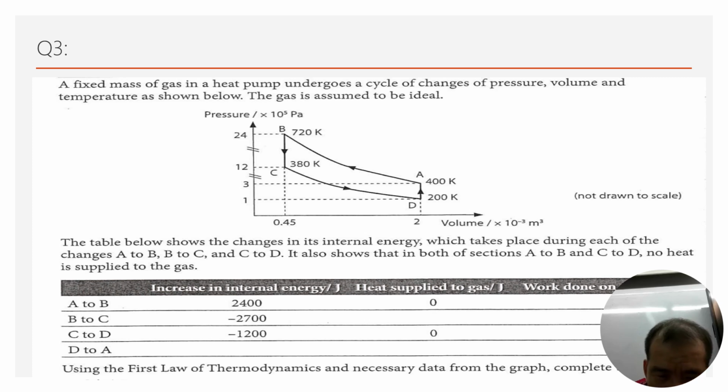So I have got from point A to point B. You can realize that I've got this process starting from point A at 400 Kelvin all the way to point B, 720 Kelvin, point B to C, 380 Kelvin, and C to D, 200 Kelvin, and then back again to A. You realize that all 4 points are at different temperatures. Then you're given this table from A to B, B to C, C to D, and D to A. I've got this table in terms of increase in internal energy, heat supply, and work done.